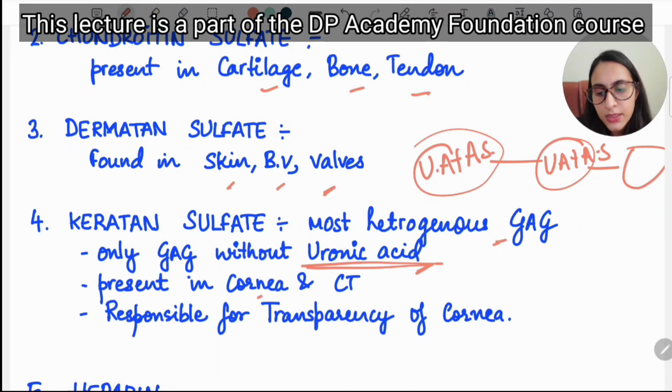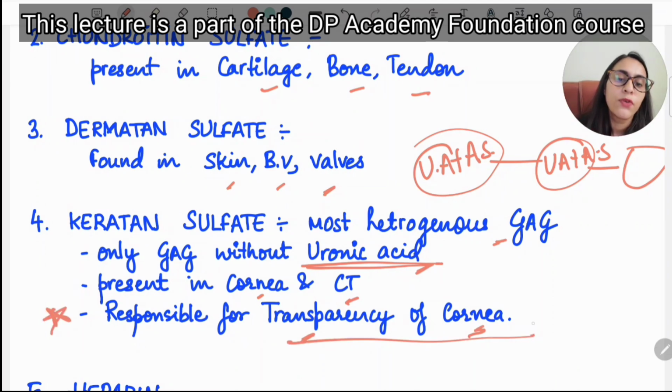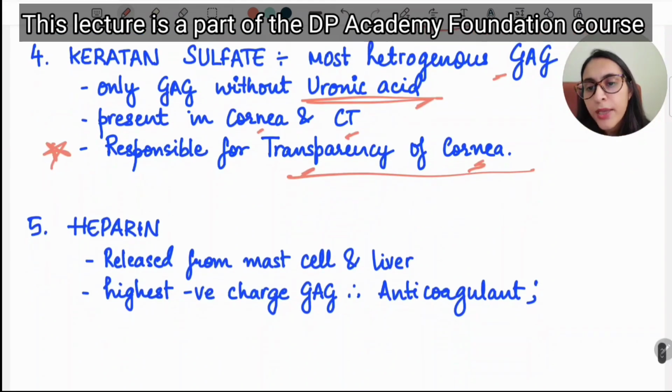So keratan sulfate is present in the cornea and the connective tissue, and it is responsible for transparency of the cornea. So they can ask you what is responsible for the transparency of the cornea, which heteropolysaccharide or which glycosaminoglycan. It is keratan sulfate.